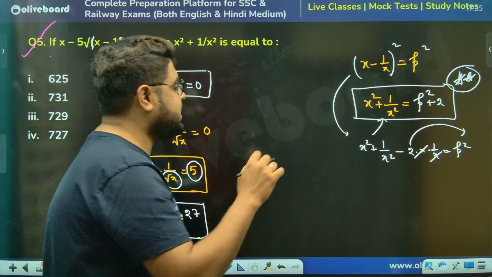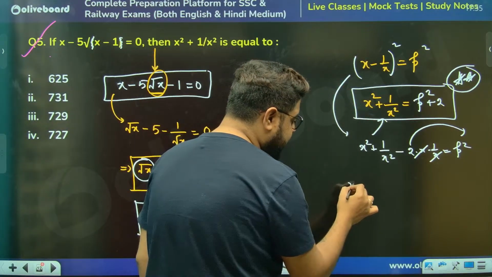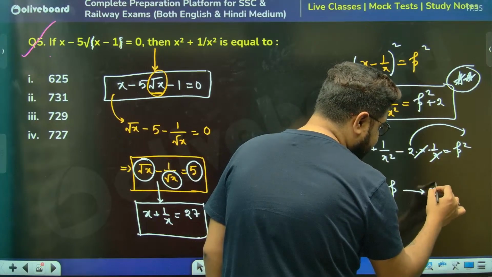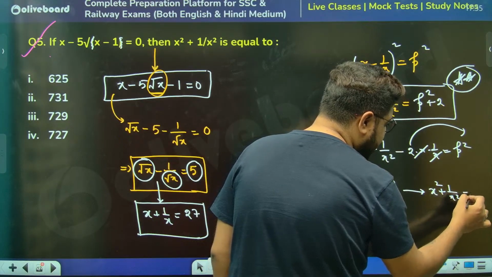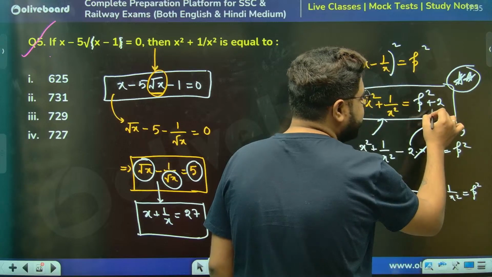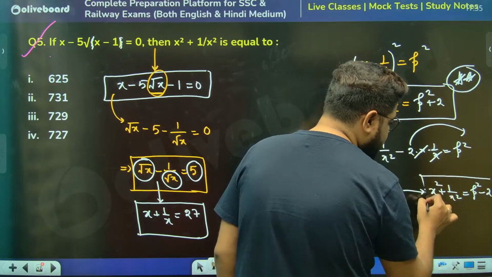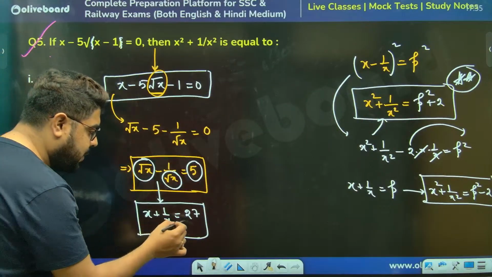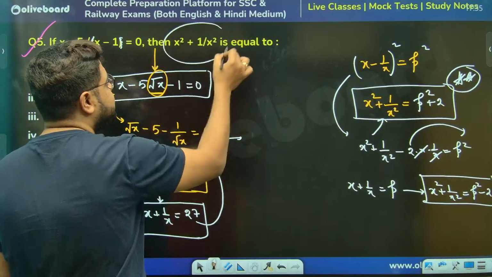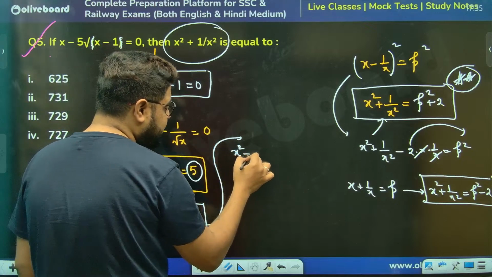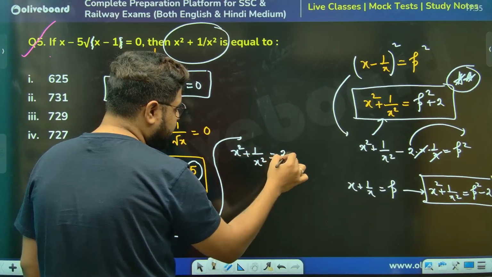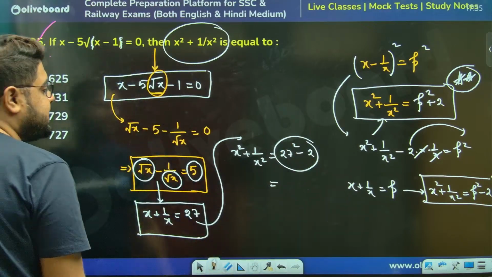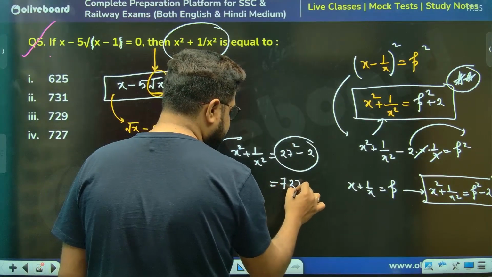Again, the logic: if instead of minus, x plus 1 by x is given as p, then x square plus 1 by x square becomes p square, and instead of plus it becomes minus 2. The proof is the same, just do the whole square and you will get it. So now I have this, I need x square plus 1 by x square. So x square plus 1 by x square will be 27 square minus 2, which means 727 is the answer.